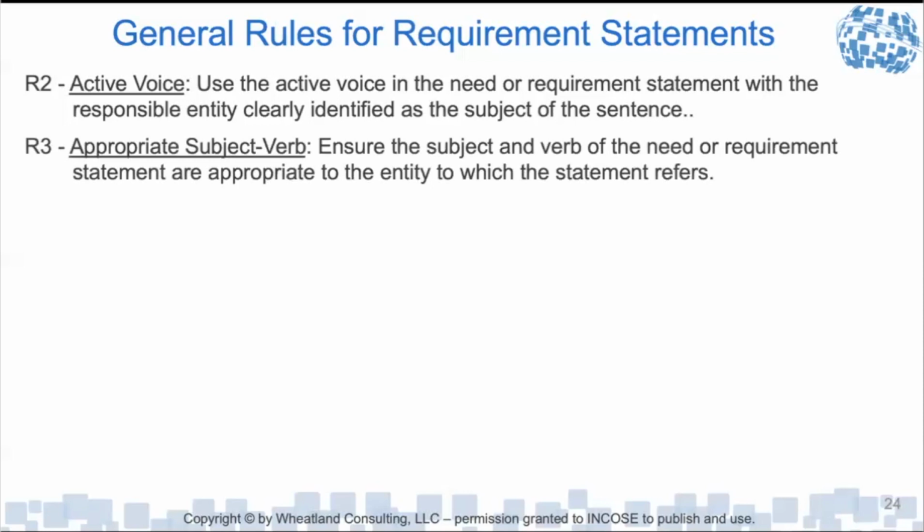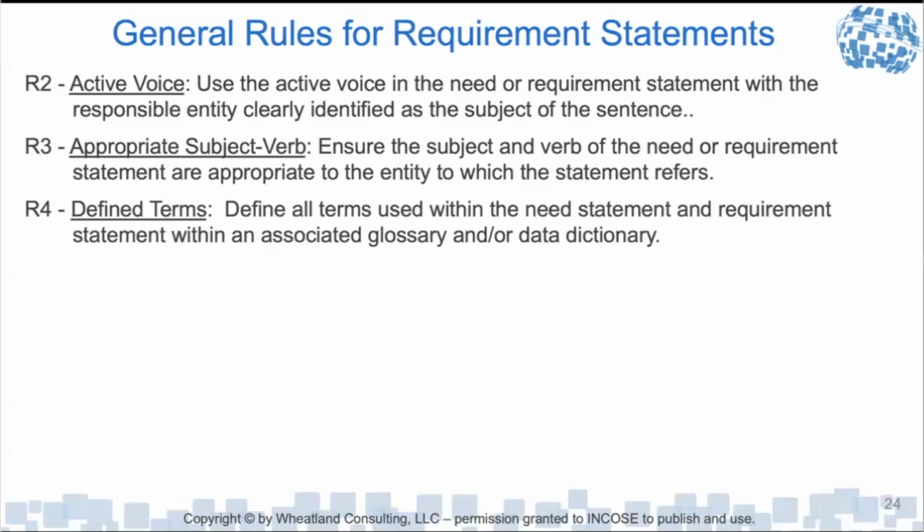Appropriate subject verb. Ensure the subject and verb of the needed requirement statement are appropriate to the entity. If you have a subject and entity name, the verb should apply to that. An example: the system shall be designed to. That's passive voice because that's shall be, but also your system isn't doing the designing. The organization is doing the designing. It's very important that you look at that subject verb pair to make sure they are in agreement. And if the verb is something people are going to do, why is that requirement specified as a system requirement versus a requirement on the real entity responsible for carrying out that action?